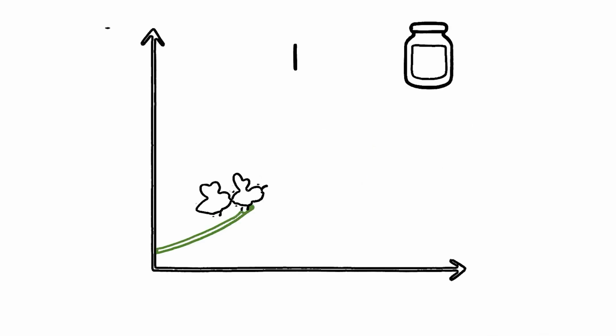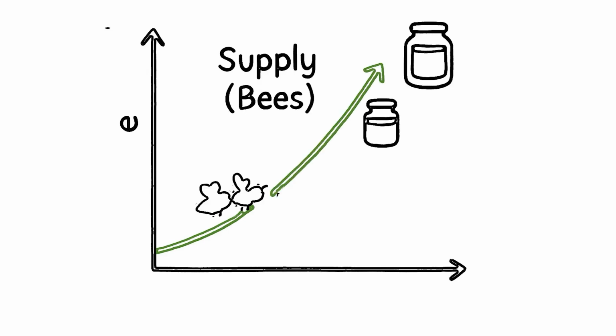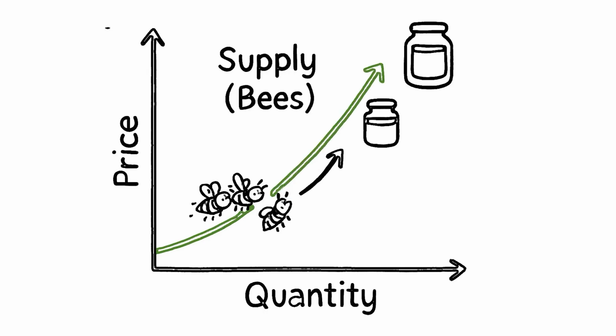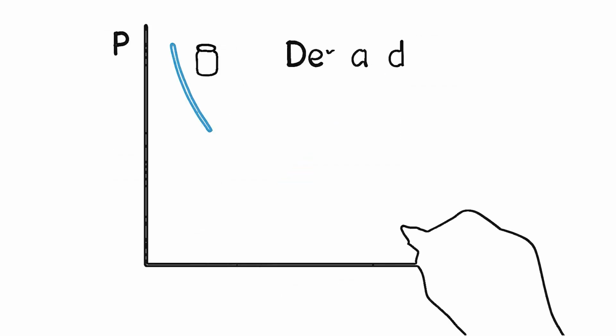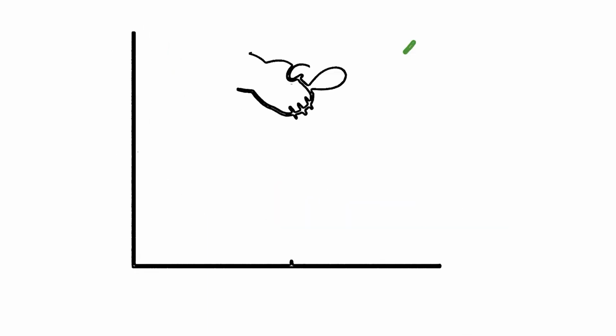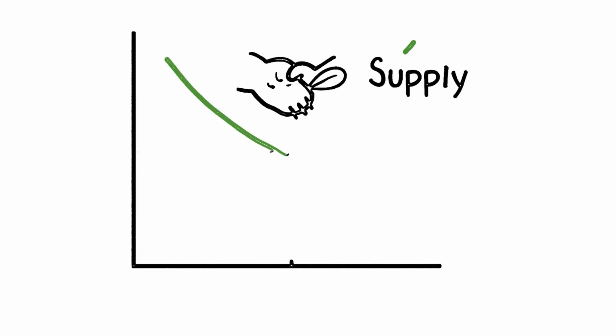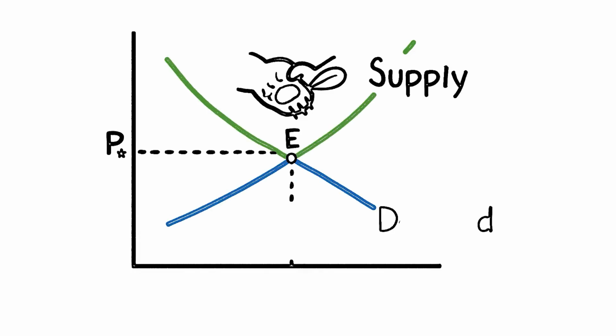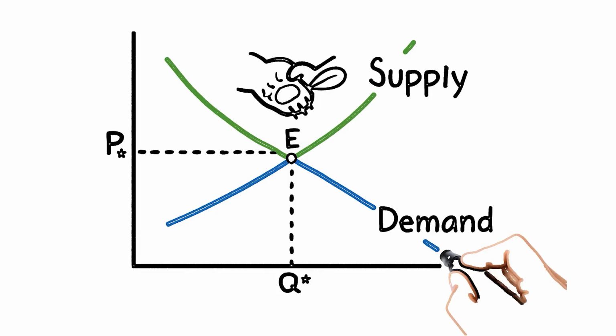equilibrium. Supply is the bee side of the story. The higher the price of honey, the more the bees are willing to produce and sell. Demand is the bear side. The lower the price, the more honey they want to buy. Somewhere in between, there's a balance, the point where the bees' supply meets the bear's demand. That balance is equilibrium, the invisible handshake between buyers and sellers.